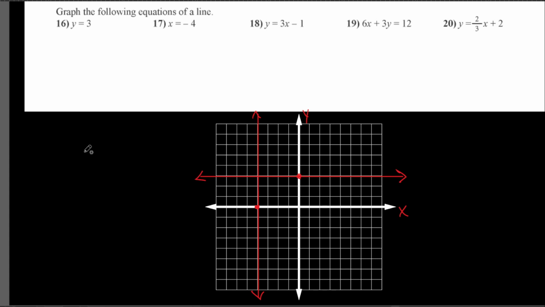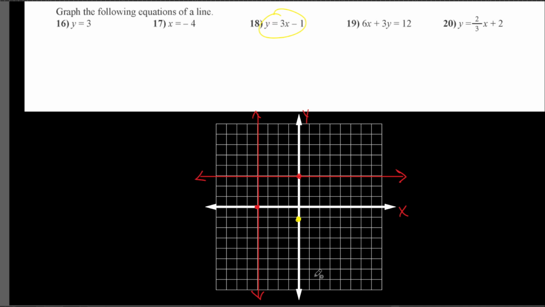Okay, we're not finished, so don't pack up yet. Look at this one right here. y equals 3x minus 1. What is the minus 1? It's the b. It's the y-intercept. So watch carefully. What I'm going to do is the minus 1 first. It's the y-intercept. It crosses the y-axis at negative 1. So I put a point at negative 1.